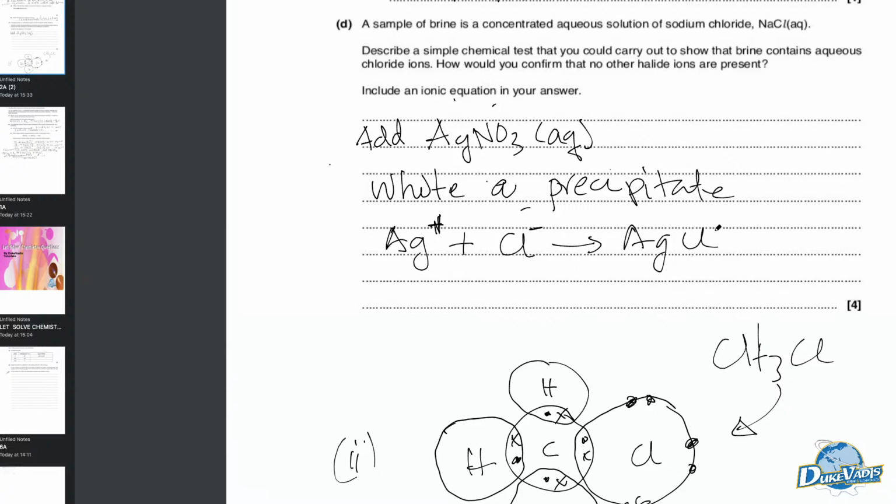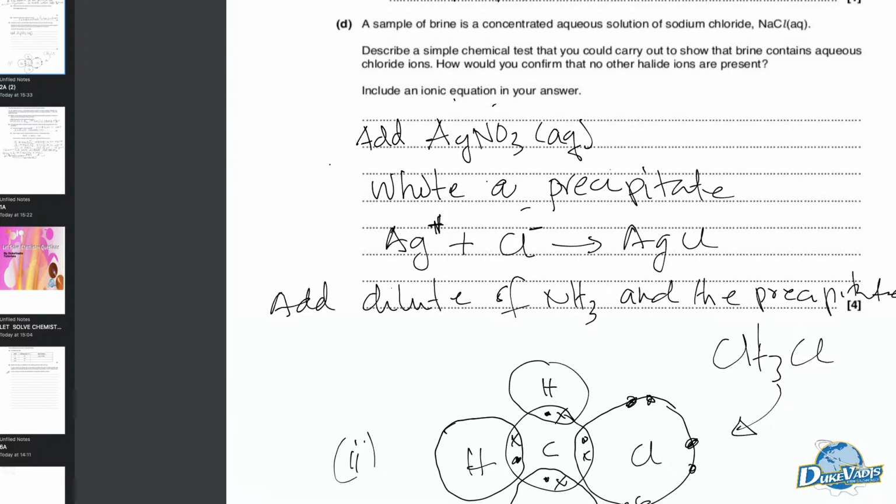Now, after that, we add a dilute amount of NH3 and the precipitate will completely dissolve, or disappear. So that's how we go about it.